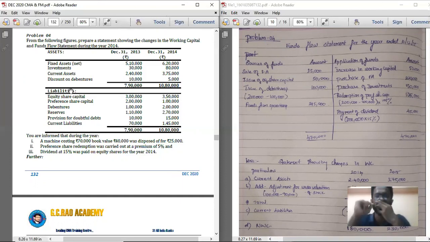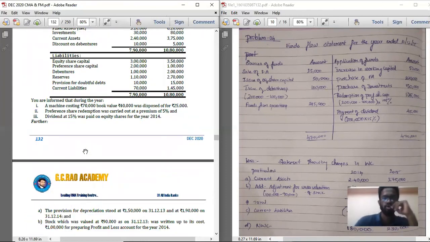Then discount on debentures. Then liabilities: equity share capital, preference share capital, debentures, reserves, provision for doubtful debts, and current liabilities. So these are the different liabilities. Below that they have given adjustments. You are informed that during the year a machine costing 70,000, book value of 40,000, was disposed of for 25,000. See, machine costing 70,000. In the books it is valued at 40,000 today. It was disposed of for 25,000. So loss of 15,000. Done.